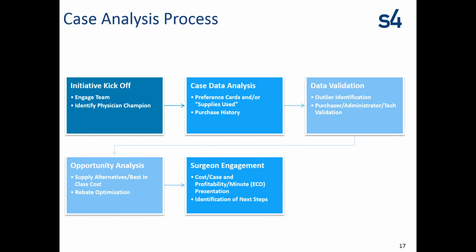We then want to perform our case data analytic. So pulling our preference cards or our supplies used information, this is often one of the trickier steps in the process, but one that is very necessary, is to determine the actual items we're using in the case. And we want to also pull our purchase history. So looking at the supplies we've purchased over, maybe the last 6 months period of time, and comparing that against our preference cards to make sure that our pricing is accurate. And then next we want to validate our data.